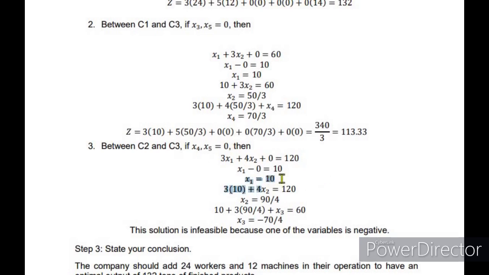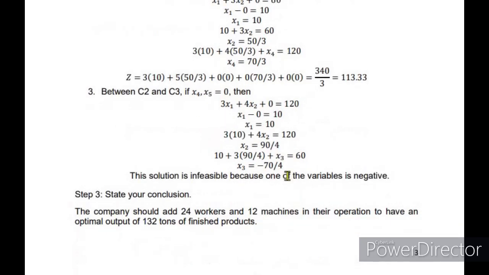So now you have x sub 1 is equal to 10. You just substitute this 10 to this equation, the constraint 2, to get x sub 2. So by substituting it here, you get x sub 2 is equal to 90 over 4. Then substitute x sub 1 and x sub 2 value to the first equation, which is here. So x sub 1 is 10, then x sub 2 is 90 over 4. So you get x sub 3 is equal to negative 70 over 4. So there is a negative variable. This solution is infeasible because one of the variables is negative. So we will not solve for z.